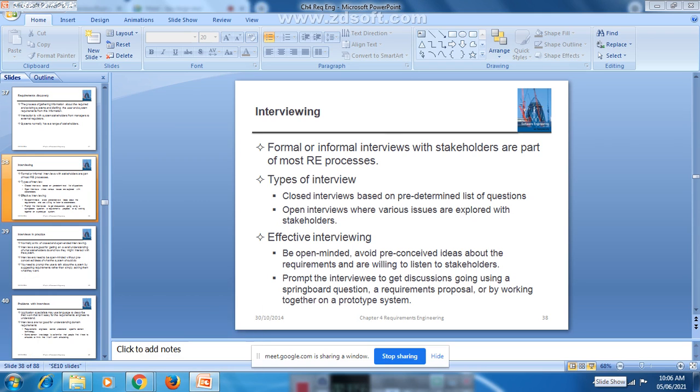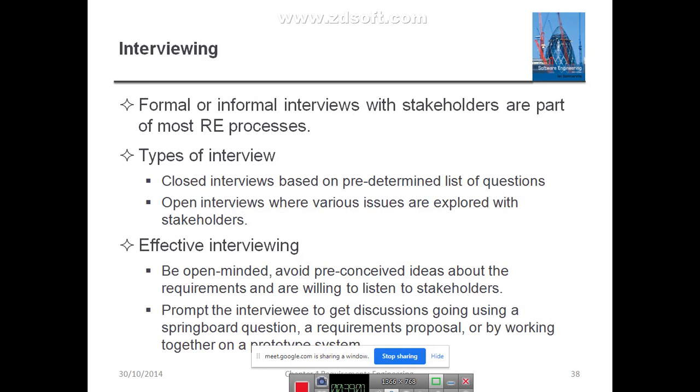Yes, now we will see what the different types of interviews are. There are mainly two types of interviews: one is the closed interview and the second is the open interview. An interview can be done in a formal or informal way with all the stakeholders who are part of the requirement engineering process. Now we'll see what we mean by a closed interview.